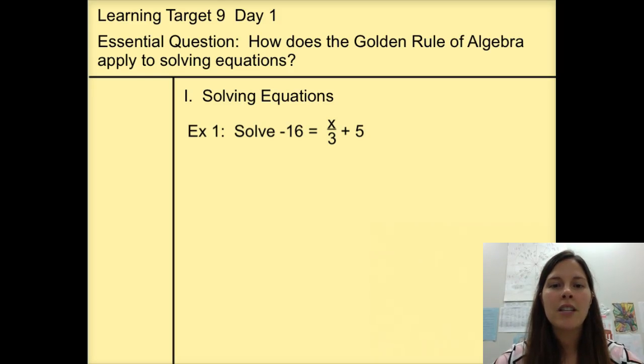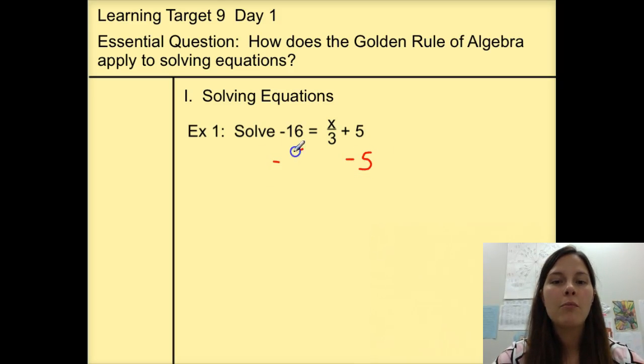So we're starting with an example, -16 equals x divided by 3 plus 5. When you solve an equation, you're using order of operations backwards to undo what has been done to the variable so we can isolate it or get it alone. So adding comes after dividing in order of operations, so I'm going to subtract 5 from both sides of the equation.